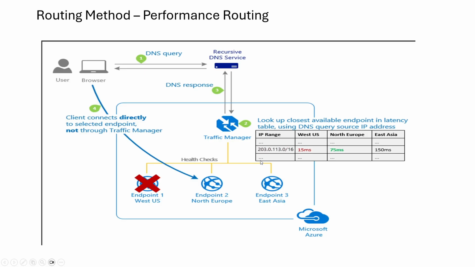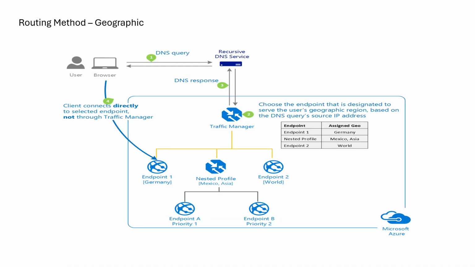After performance routing, another one is geographic routing. Based on the source IP address, it will determine which endpoint IP it should return, to which the client can connect.